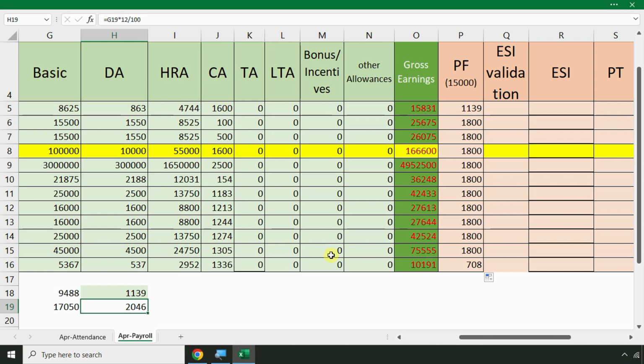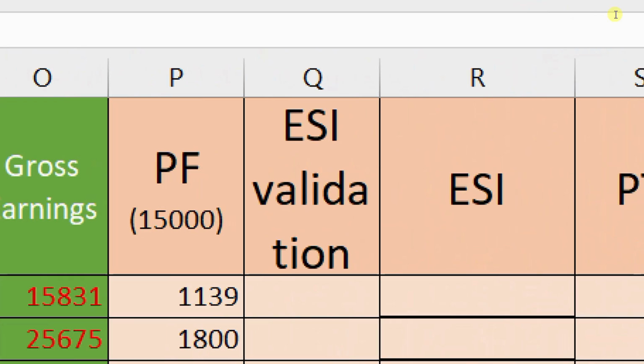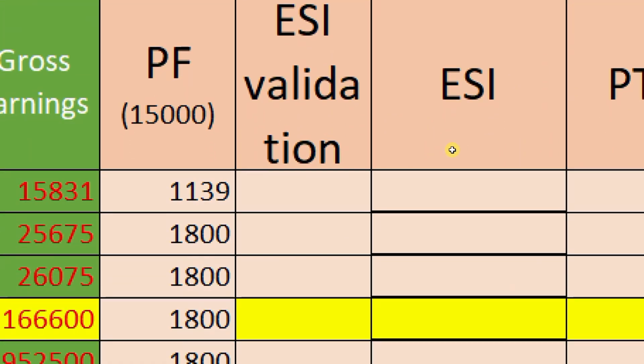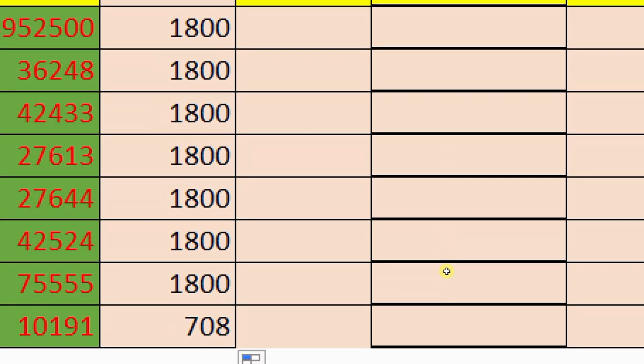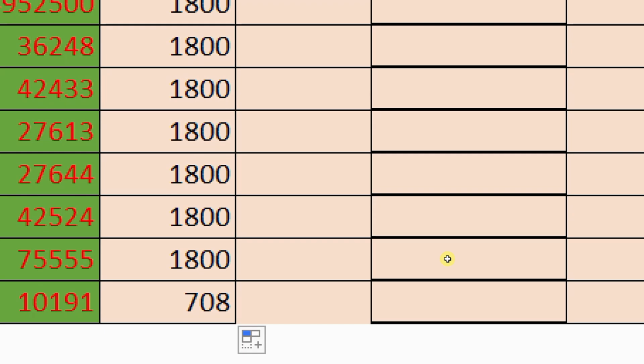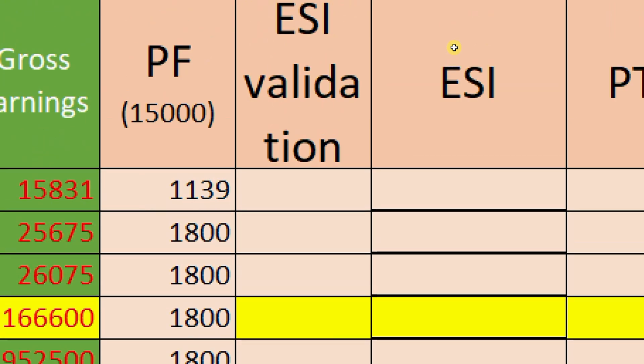If any employee's salary is less than 15,000, on that amount 12%. If any employee's salary is more, it goes only by 1800. Okay, that's the reason in most pay slips you see PF 1800. That's it. No more than 1800. But still, companies can contribute on higher wages also. You got my point? Still, companies are open to contribute more.